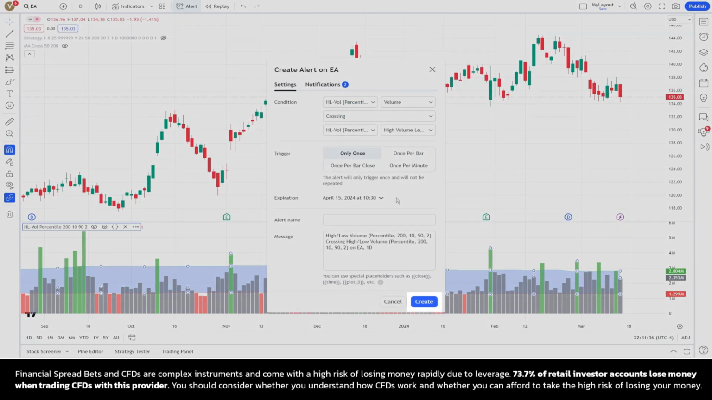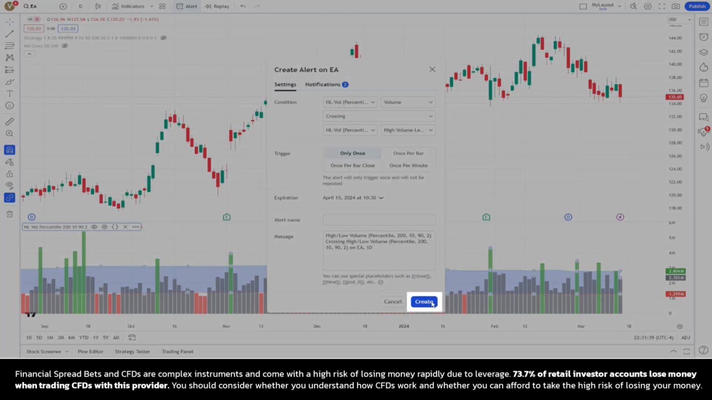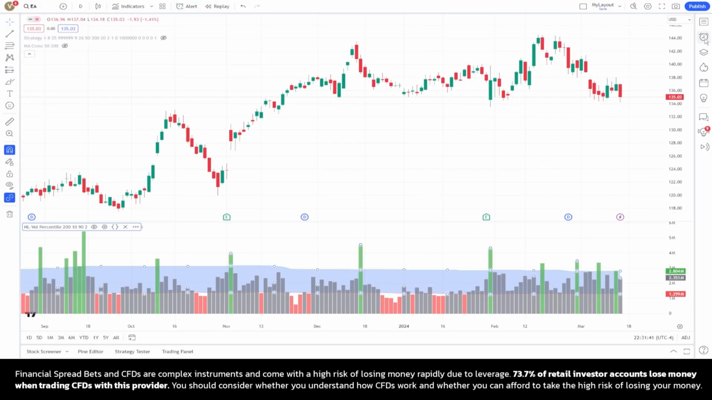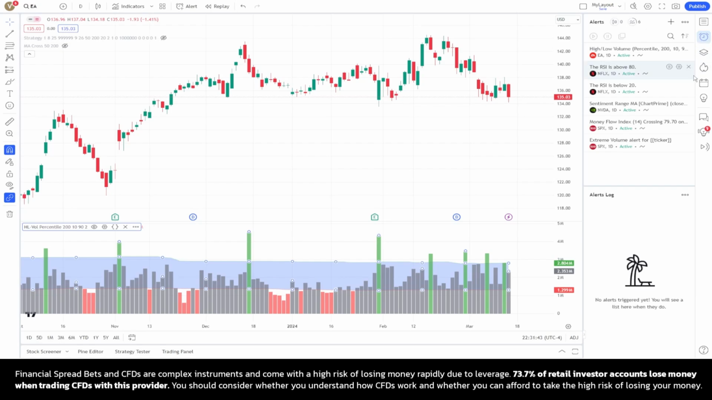Incorporating alerts for unusual trading volume into your strategy is more than just a convenience, it's a competitive advantage. It allows for a proactive approach to trading, giving you the opportunity to capitalize on volume-driven market movements before they become apparent to the broader market. This level of insight is crucial for both short-term traders looking to exploit quick moves and long-term investors aiming to understand broader market trends.